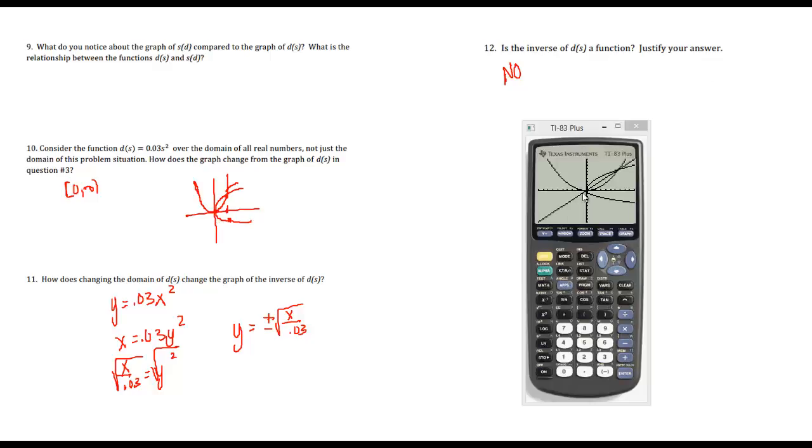So I've gone ahead and graphed both of these equations for you. So this parabola right here is d of s, or y is equal to 0.03 s squared. And then if you look, I have this second parabola over here that's tilted over on its side. And this I had to put in as two equations. The first one is positive square root of x divided by 0.03 and negative square root of x divided by 0.03. And as you can see, it's not a function because it does not pass the vertical line test.